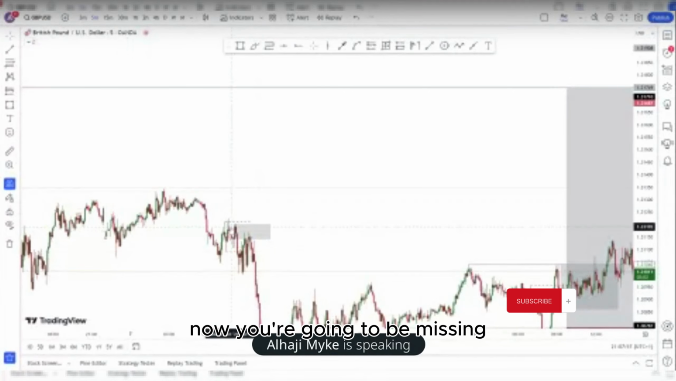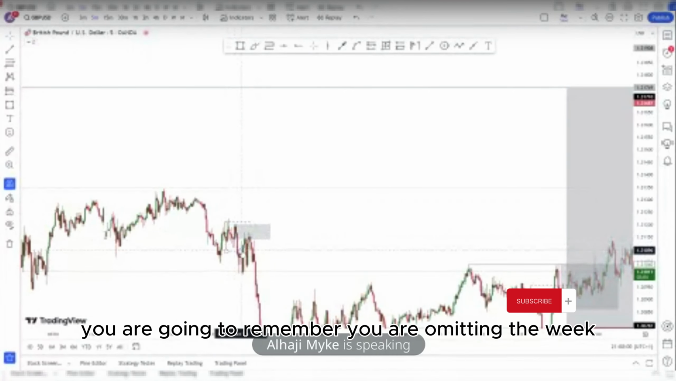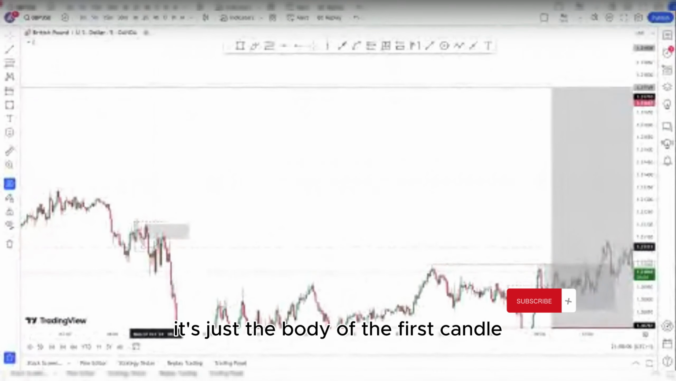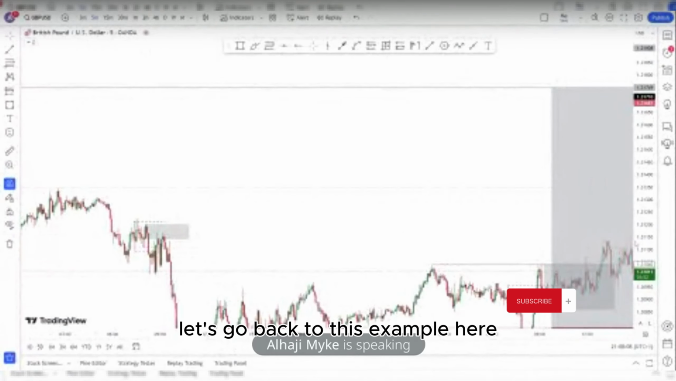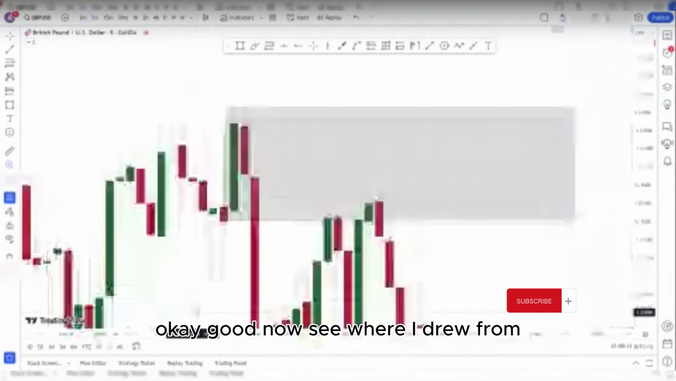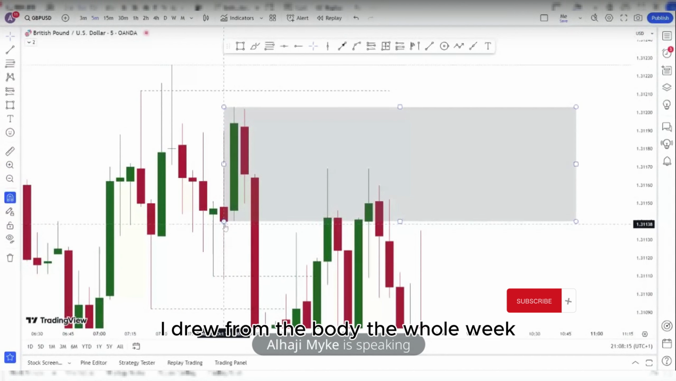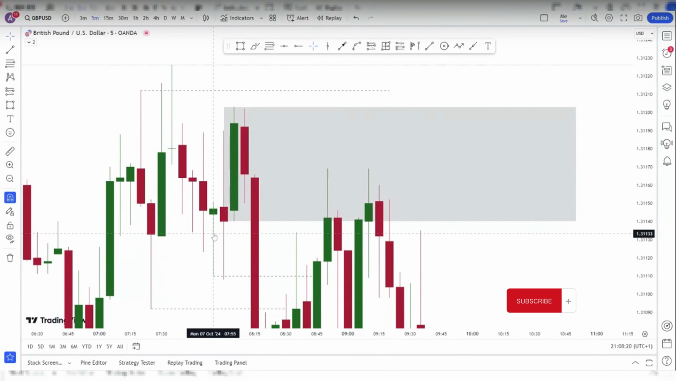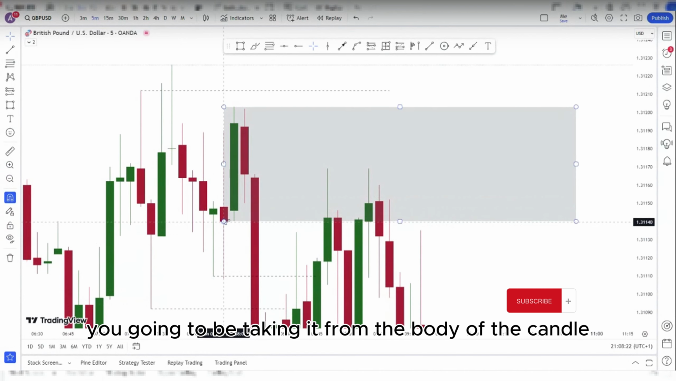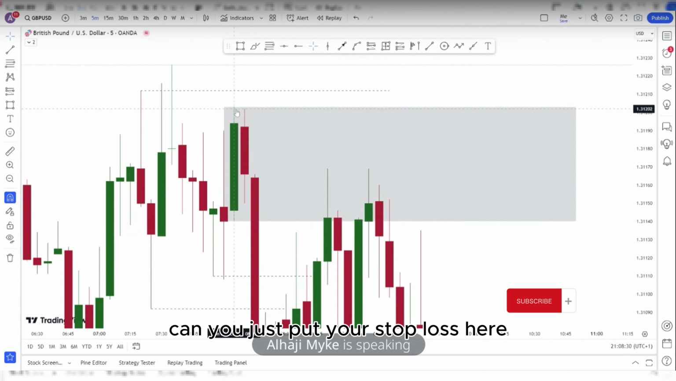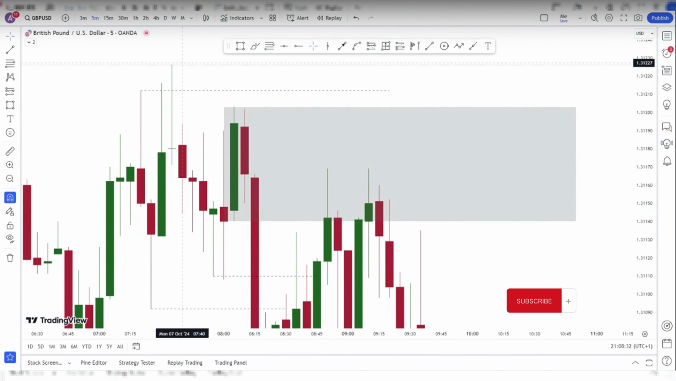In this, you're going to remember you're omitting the wick. You are not using the wick of the candle. It's just the body of the first candle, the longest candle. Let's go back to this example here. See where I drew from. I drew from the body. I didn't use the wick for anything. The wick is not needed. You're going to be taking it from the body of the candle till this high here. Now you can put your stop loss here, or put your stop loss here to play safe.